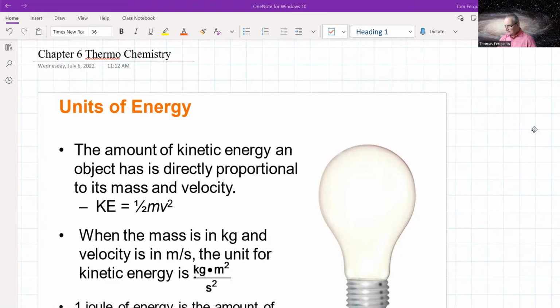Let's talk about chapter 6, thermal energy. Now, there's certain parts of this chapter I really want to focus on, and that'll be towards the end of this, doing some calculations similar to what we did in lab.